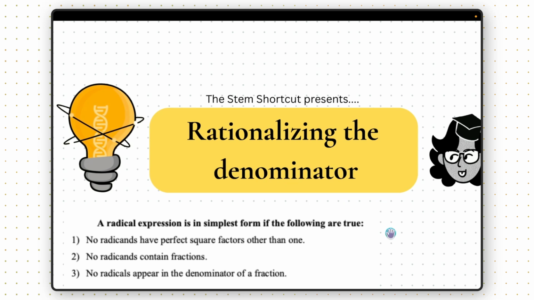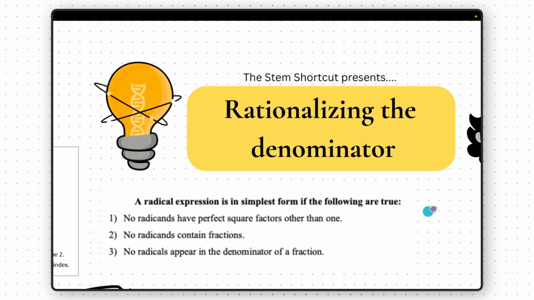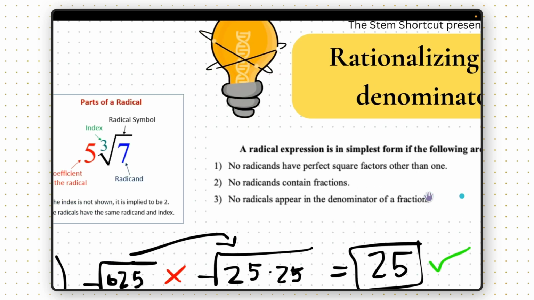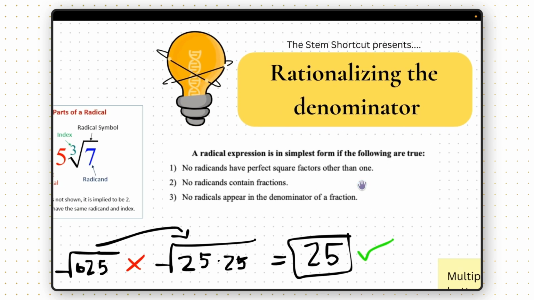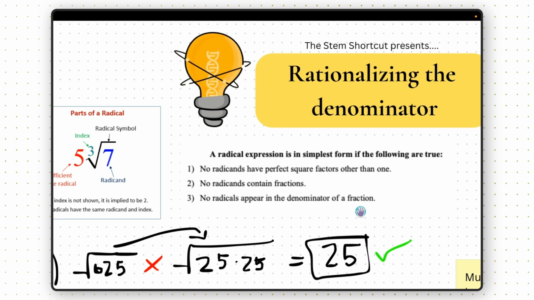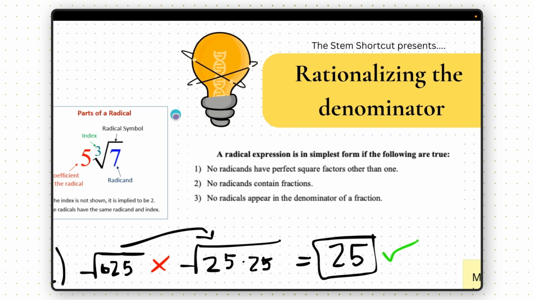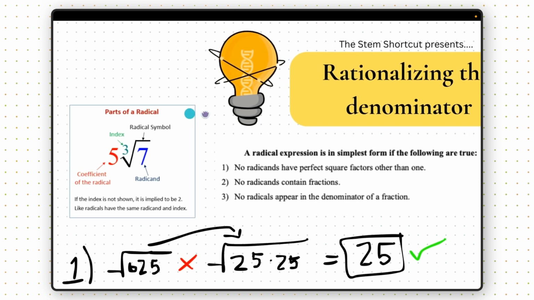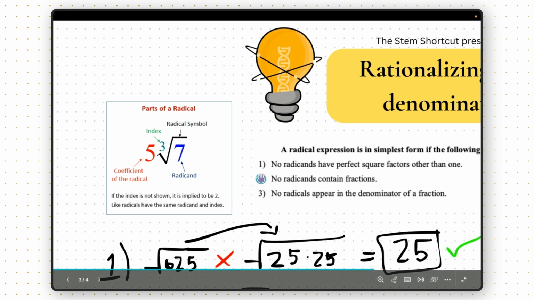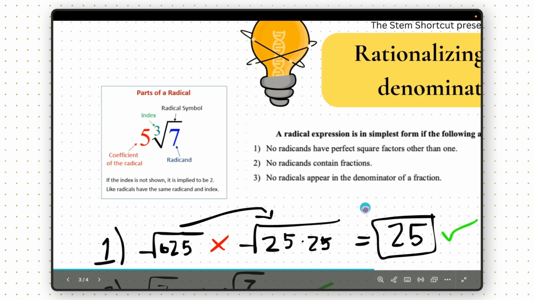So first of all, let's look at some rules that determine whether a radical expression is in its simplest form. These rules state that no radicand has a perfect square factor other than 1, no radicands contain fractions, and no radicals appear in the denominator of a fraction. Now, if you're confused about what a radical, a radicand, or an index is, you can take a look at this parts of a radical diagram, and it can help you understand these rules a little better.